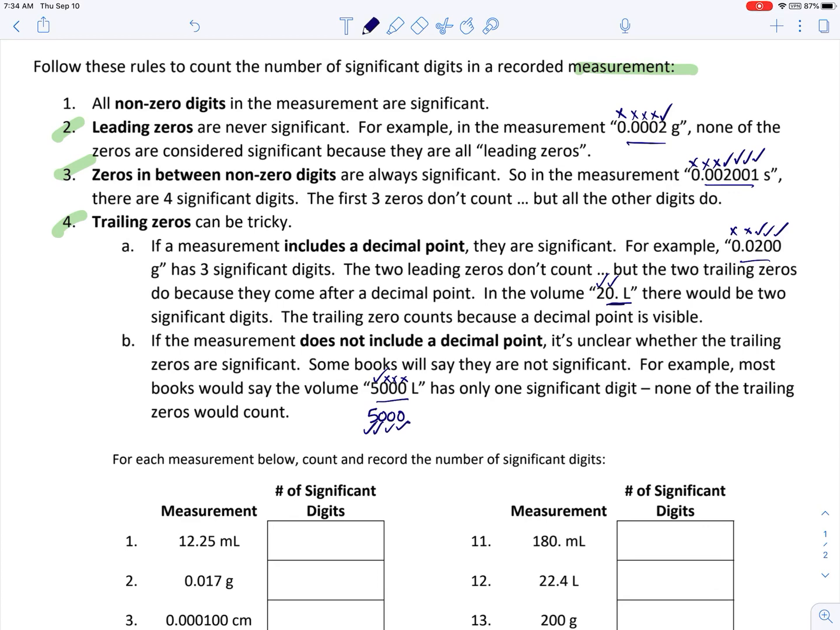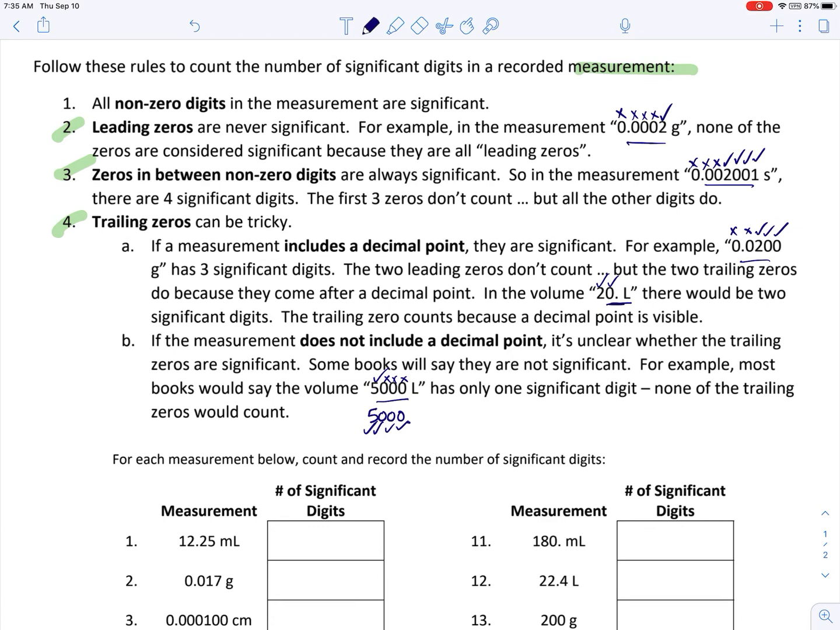Now that school of thought really only has 2 possible results. All of the zeros count when the decimal's showing, or none of the zeros count if the decimal's not showing. Sometimes you want something in between. You don't want just an all or nothing. So the best thing to do is to switch these numbers to scientific notation.